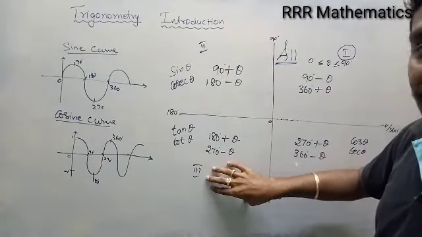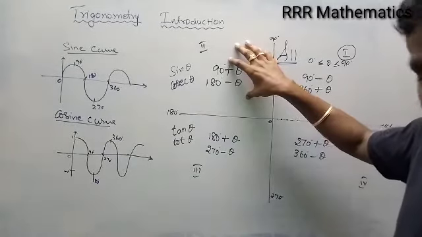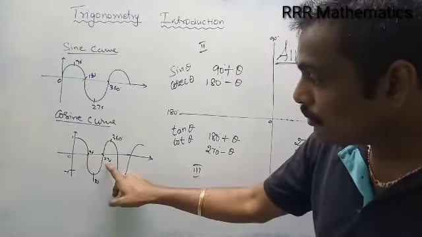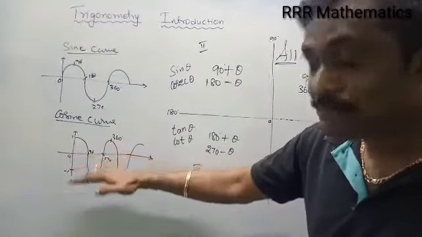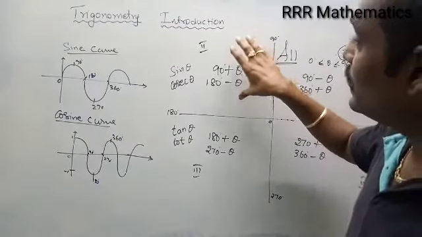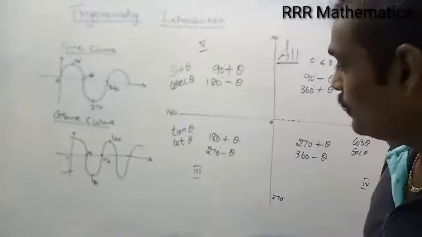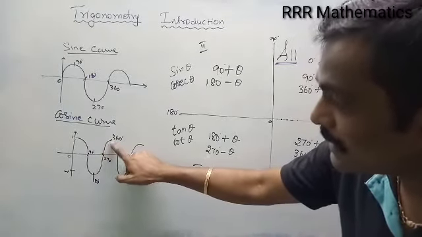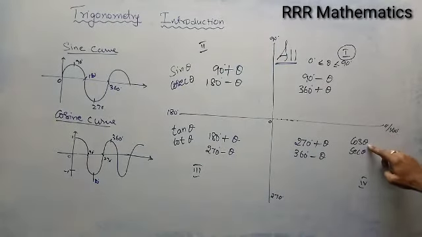Here also cosine is negative. See, no cosine function I wrote here. So cos theta is negative in the second quadrant and third quadrant because from 90 to 270, the value of cosine lies below the x-axis. See, 270 to 360 it lies above the x-axis. It gives a positive value. So, 270 to 360, cos theta is positive.